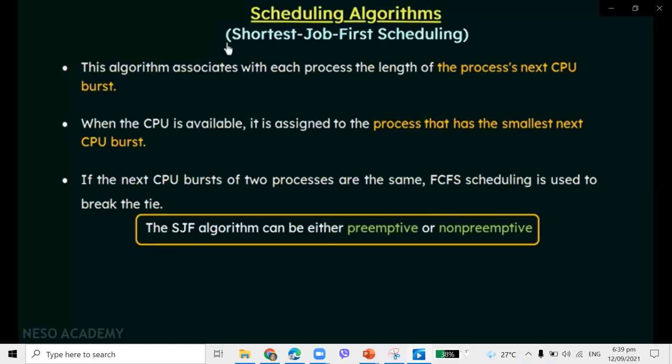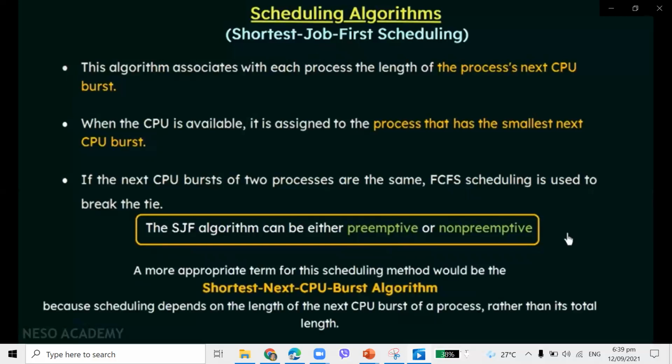But in case of this shortest job first scheduling, this algorithm can either be preemptive or non-preemptive. There may be cases when it has to be made preemptive, and there may be cases it has to be non-preemptive. So in preemptive case, if one process is using the CPU, then even other processes can come and take the CPU away from it based on some conditions. So we'll be seeing that when we take the examples. So it can be either preemptive or non-preemptive.